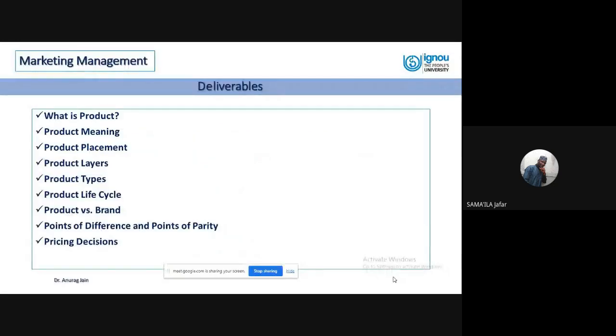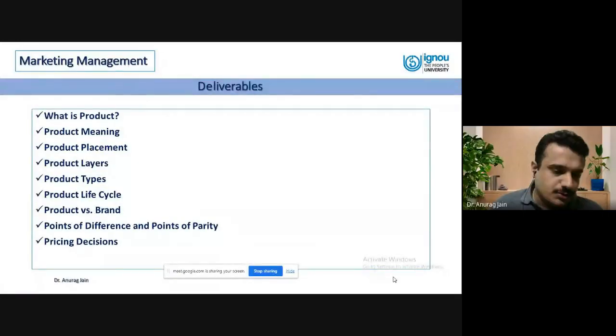Okay. Right. So this is our agenda for today, and first we'll start with what is product. We'll try to understand why we call product as product. So we'll try to understand its meaning in the perspective of marketing. We'll talk about product placement. So suppose you are coming up with a new product in the market, or you want to establish your product in the market. So what is something which is really important? So we'll talk about this.